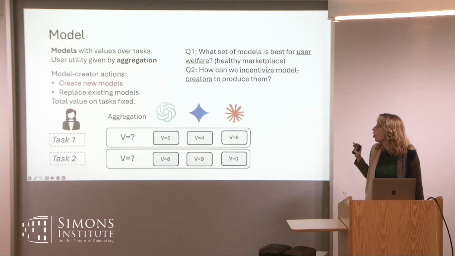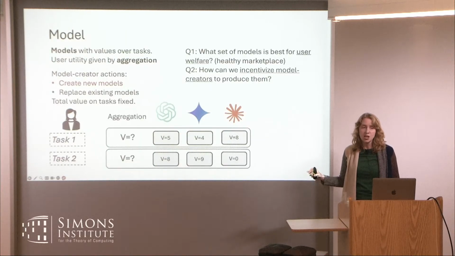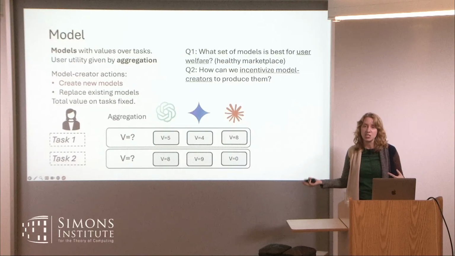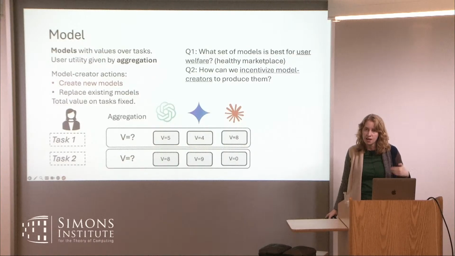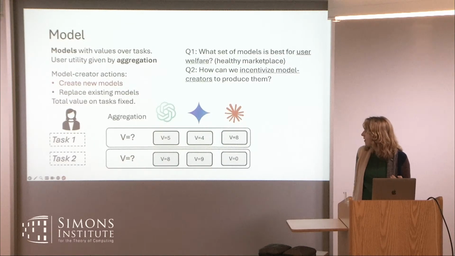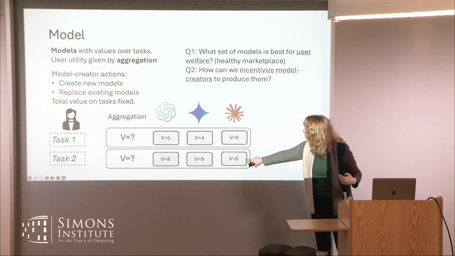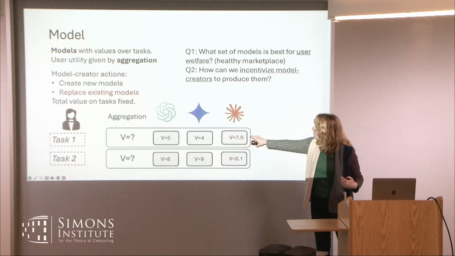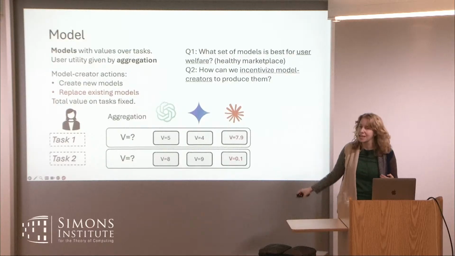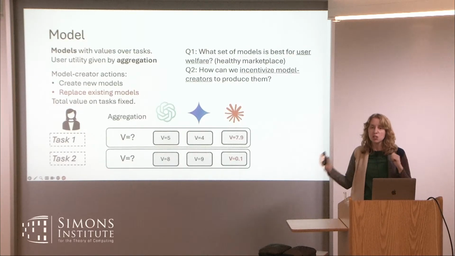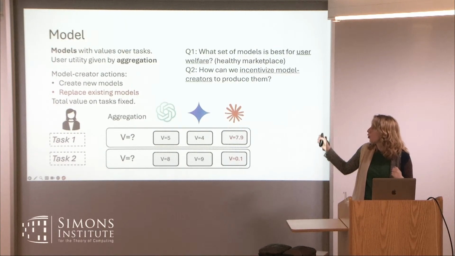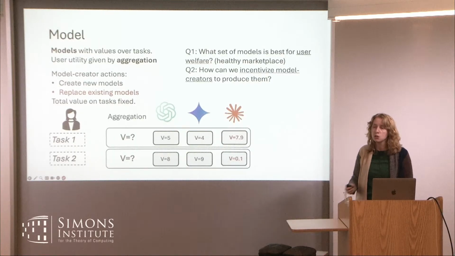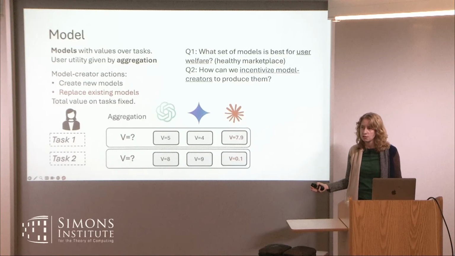One important thing, we're going to hold total value on tasks fixed. So you can't say, great, I'm making a new model, it's perfect in every task. There's some total max value that you have to allocate across tasks. Happy to talk about that more as well. The other action, replacing existing models, looks something like this. Here we have one model with values across two tasks, and then I've replaced it with slightly different values across both tasks. You should view replacing as more of a fine-tuning, so it's a small local change in relative strengths. Creating new models is a big action where you can completely reallocate values as you choose.